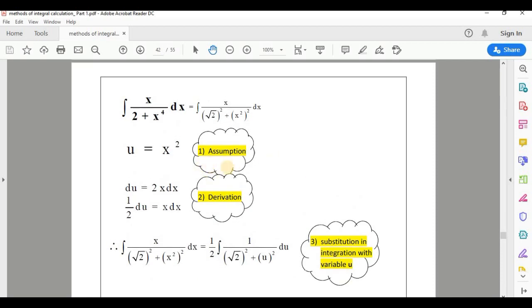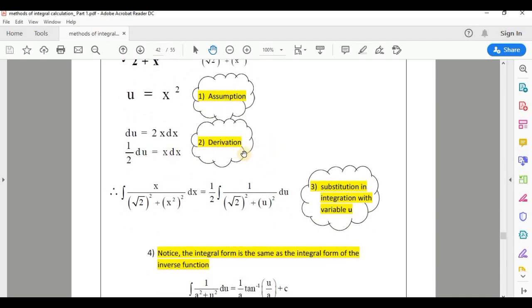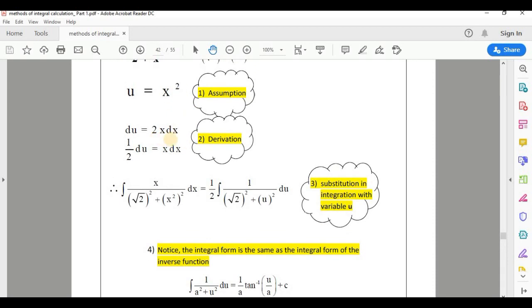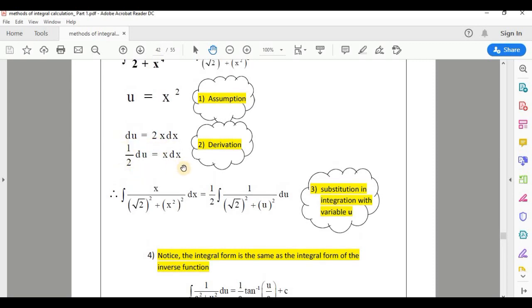So the first step is the assumption. We will take this part for the assumption, so u equals x to the power 2. Second step, we will take the derivative of both sides of the assumption. What is the derivative of u? It will be du. What is the derivative of x to the power 2? It will be 2x dx. We will divide by 2 on both sides to get x dx.